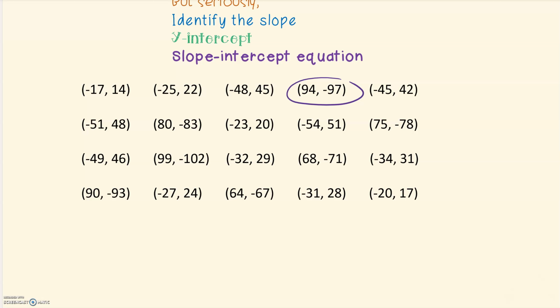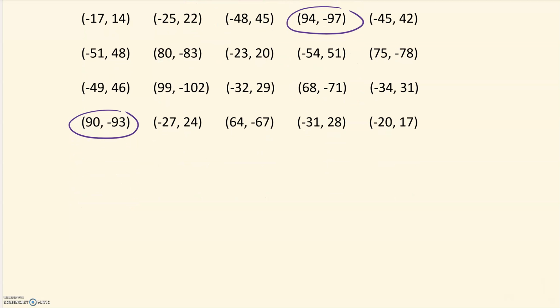So I see that there's this positive 94, negative 97, and this 90, negative 93. They're very far apart in the order that it's been placed on here, but 94 and 90 are pretty close together. Negative 97 and negative 93 are pretty close together. So those are the 2 ordered pairs that I want to choose. Again, it's completely my choice. And when you do it, it's completely your choice.